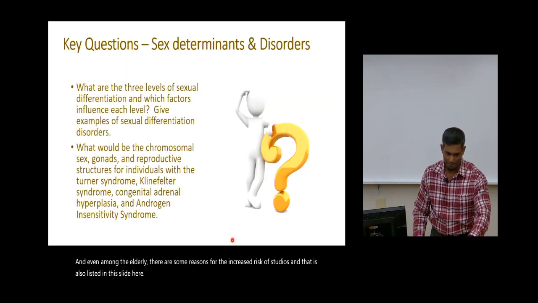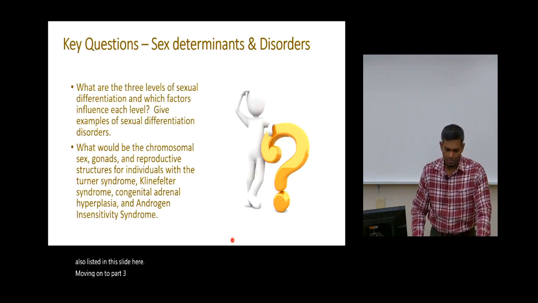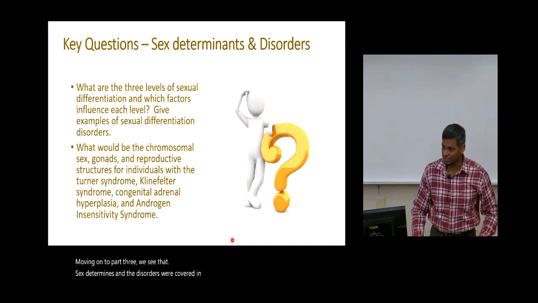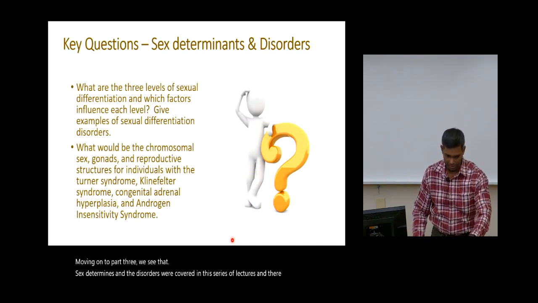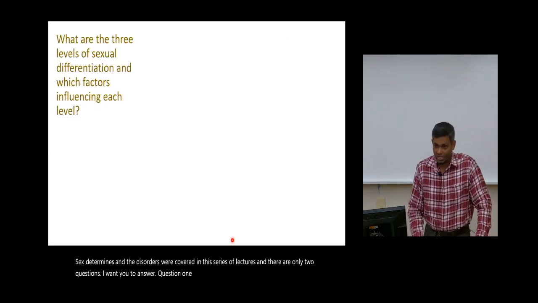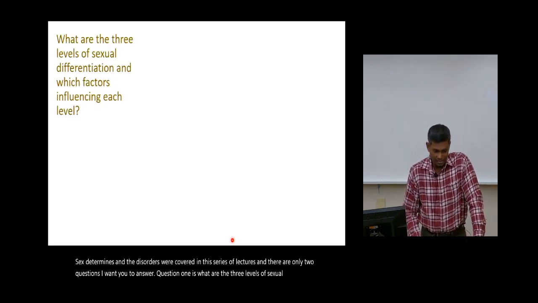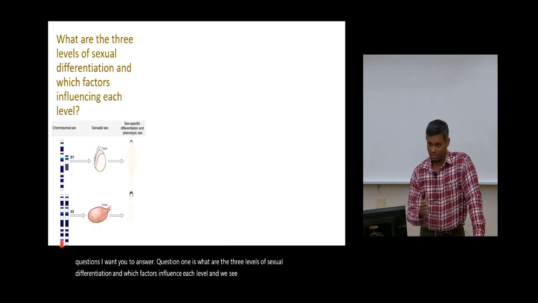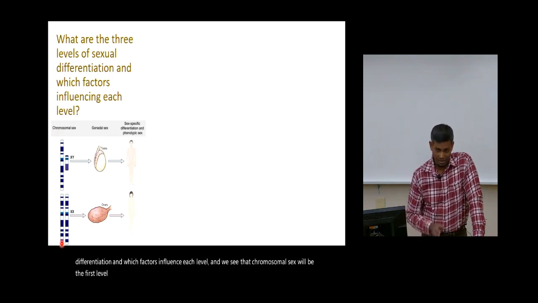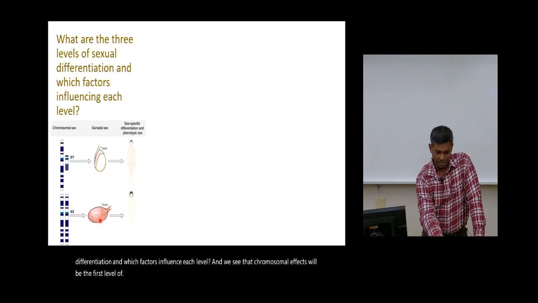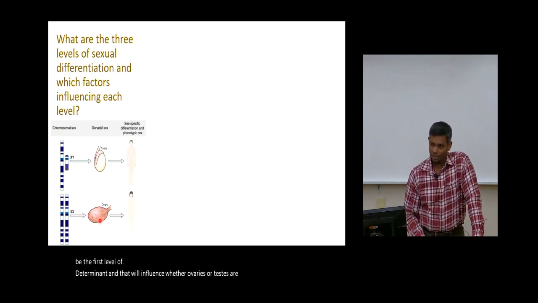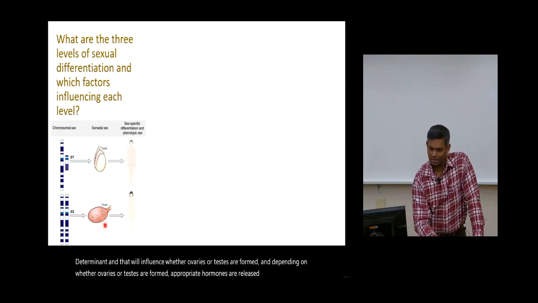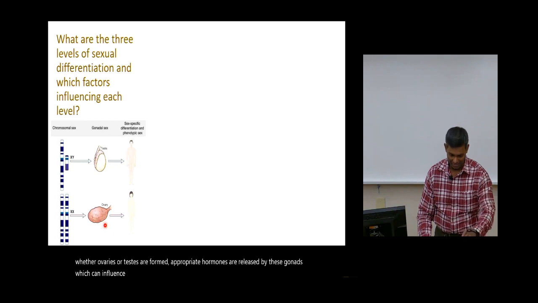Moving on to part 3, we see that sex determinants and the disorders were covered in this series of lectures, and there were only 2 questions I want you to answer. Question 1 is, what are the 3 levels of sexual differentiation and which factors influence each level? And we see that the chromosomal sex will be the first level of determinant, and that will influence whether ovaries or testes are formed, and depending on whether ovaries or testes are formed, appropriate hormones are released by these gonads, which can influence the phenotypic sex.